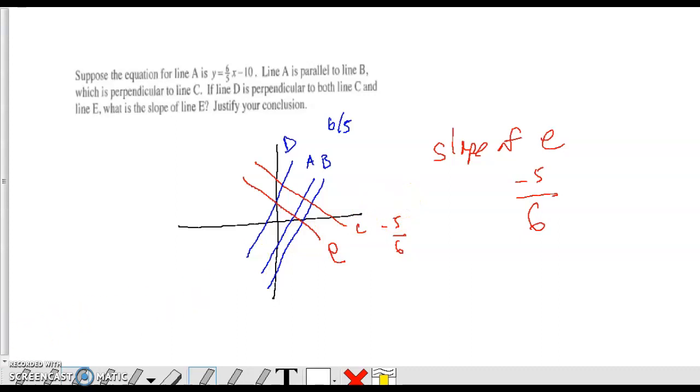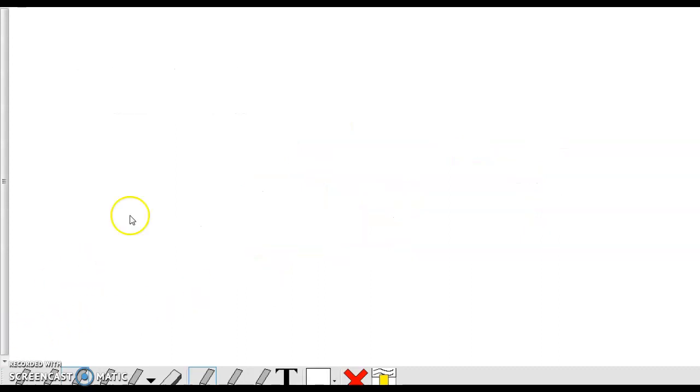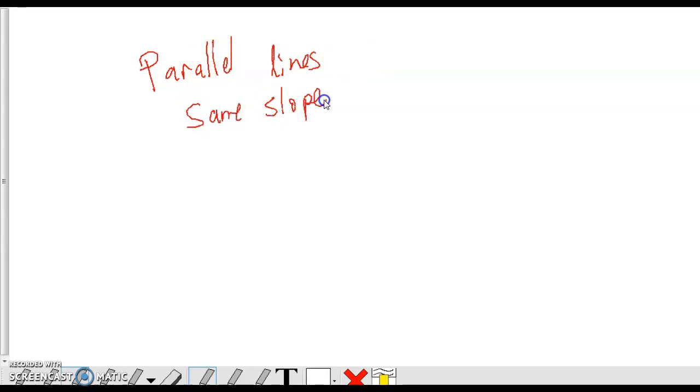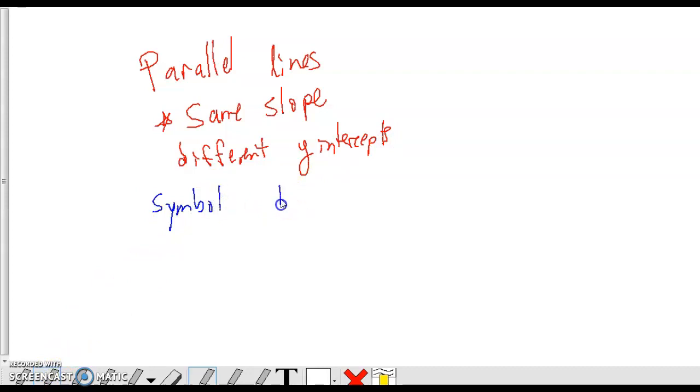What we should have gotten out of all of our videos is that parallel lines have the same slope. They will have different y-intercepts. And remember, the symbol for parallel lines is two lines that are straight up and down. So that is parallel lines.